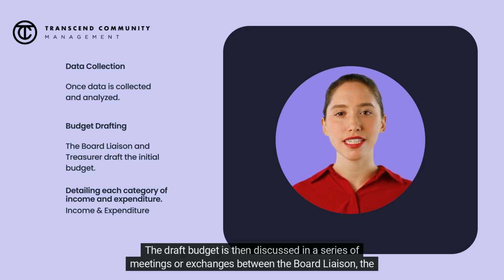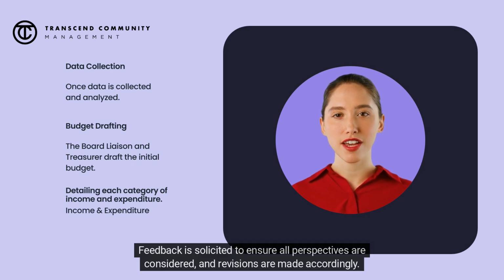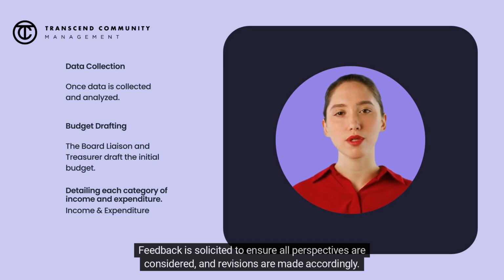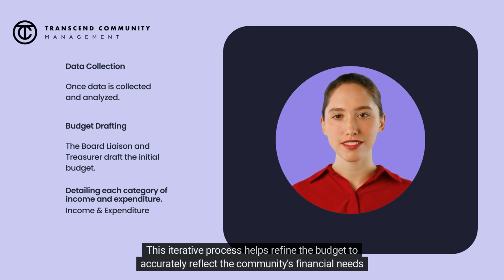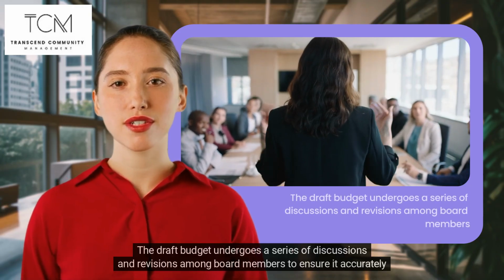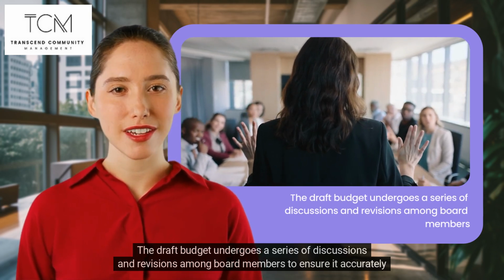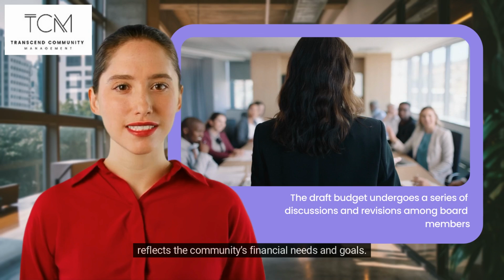The draft budget is then discussed in a series of meetings or exchanges between the board liaison, the treasurer, and other involved board members. Feedback is solicited to ensure all perspectives are considered, and revisions are made accordingly. This iterative process helps refine the budget to accurately reflect the community's financial needs and goals.